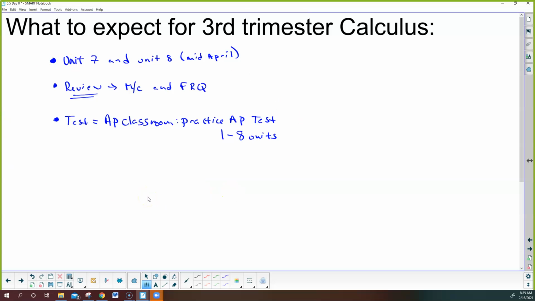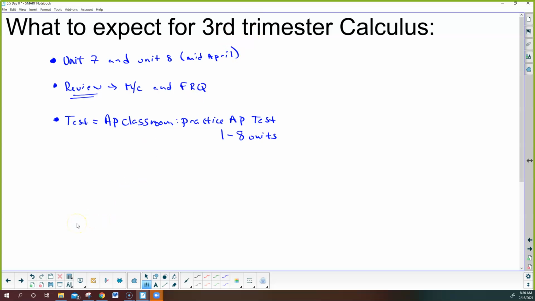If you're currently at an A or B in this class, you're fine. You are absolutely fine, and you're going to be doing well. If you're at a C, I would say you have to step your game up. If you're at a P or a no credit, honestly, unless you make drastic changes to the way that you approach calculus, I'm not sure how much you'll get out of third trimester.